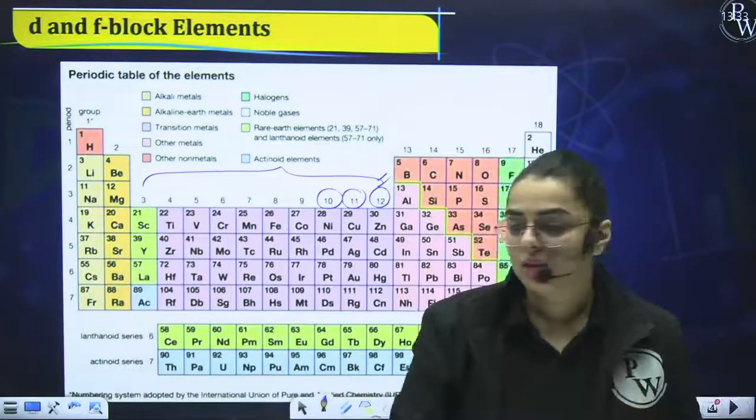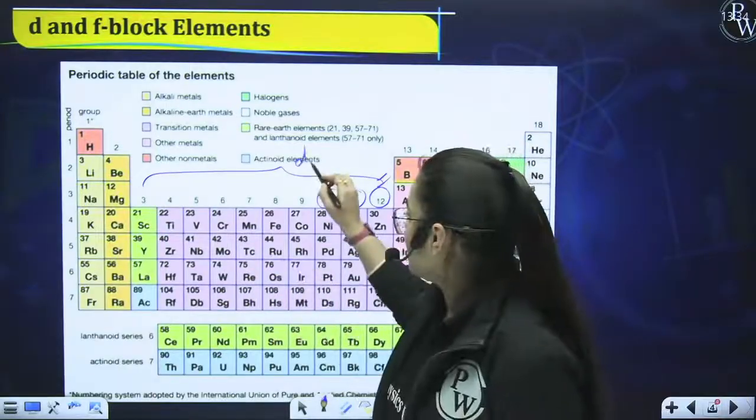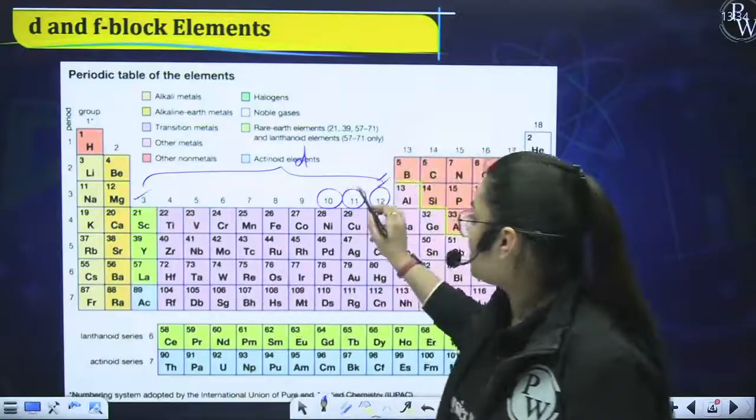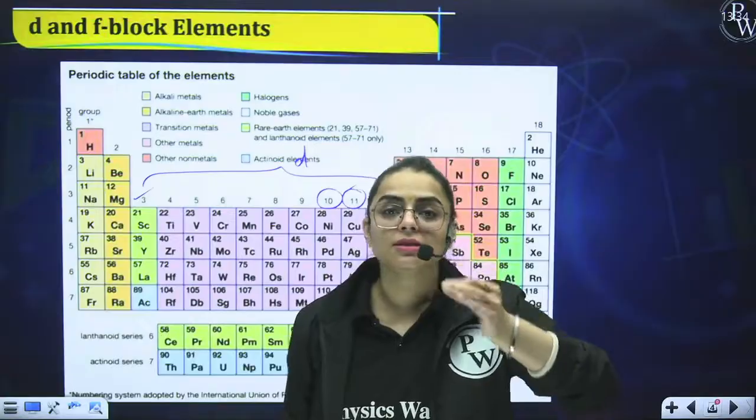These elements are transition elements. All from group 3 to 12 are D block elements, no doubt. From group number 3 to group number 11 are transition ones. Why? Because they have an incompletely filled D subshell.